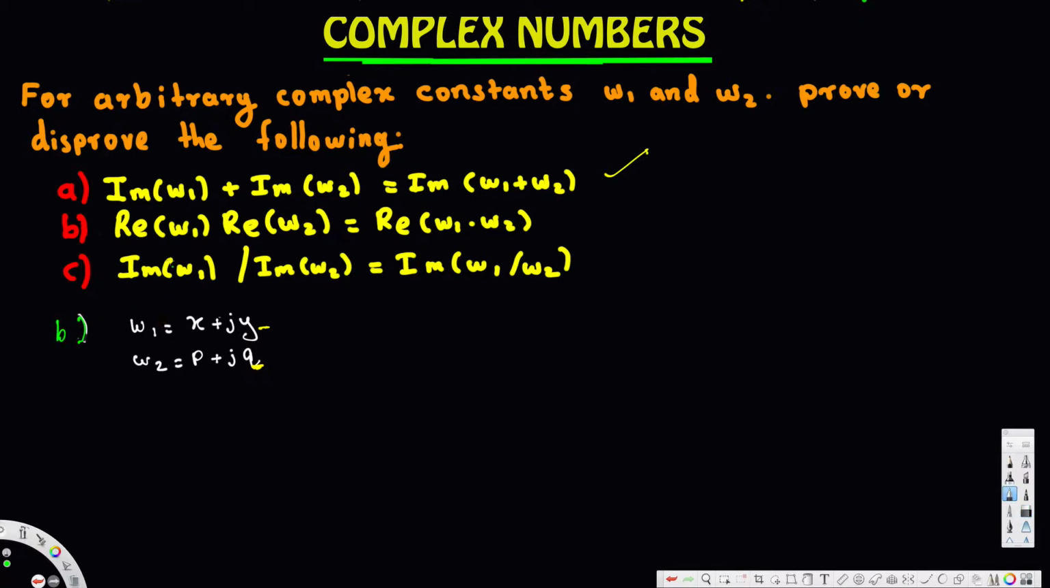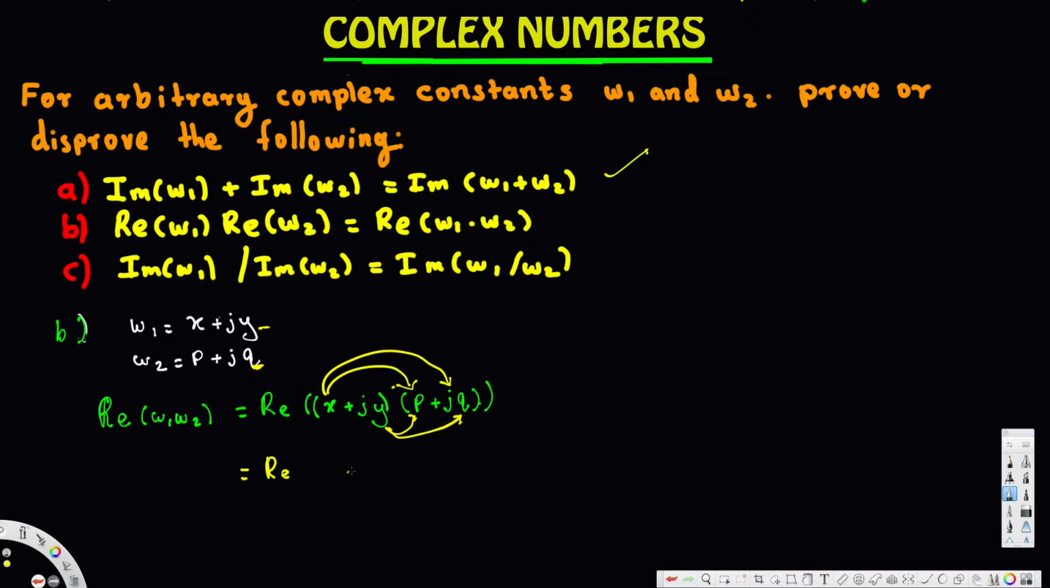Now the B part is asking us to prove that the real part of w1 times the real part of w2 is equal to the real part of w1 times w2. Now let's take this part, the real part of w1 times w2. Let's go ahead and multiply and see what we get. So first w1 is x plus jy multiplied by p plus j rho. In order to multiply this one, we have to FOIL it. FOIL means we multiply like this, and then like this.